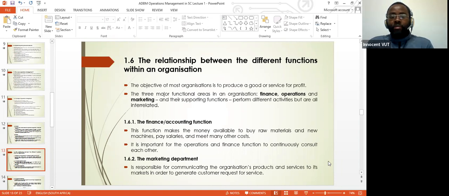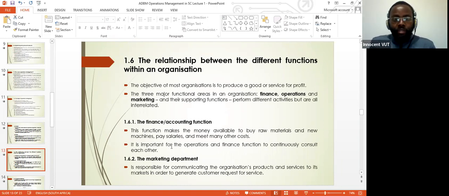So it is important for the operations and finance functions to continuously consult each other. It is very important because operations needs the finance function, or the finance department, for the money to buy raw materials, inputs.